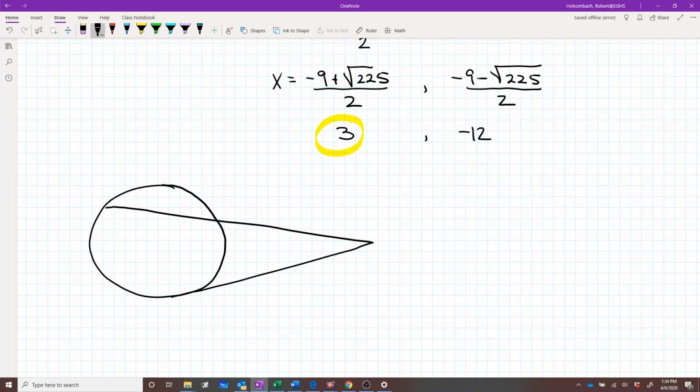In this diagram we have a tangent and a secant that intersect outside of a circle. So we've got points A, B, and C, and then point D down here as a point of tangency for this tangent and circle.